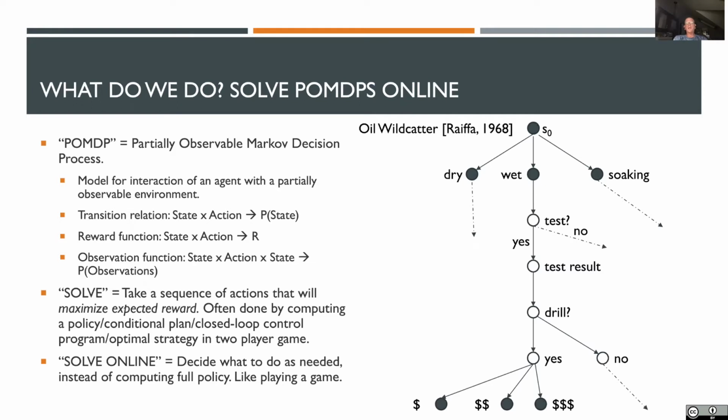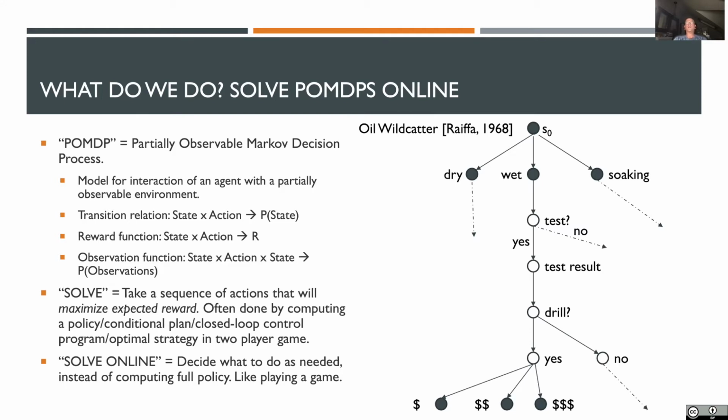First of all, a POMDP is a model of the interaction of an agent with a partially observable environment that has three components. One, a transition relationship, which specifies a distribution over successor states when the agent takes a particular action in a particular state. Two, a reward function, which specifies the cost or benefit of taking an action in a state. And finally, an observation function that specifies a distribution over possible observations when an agent takes an action in a state.